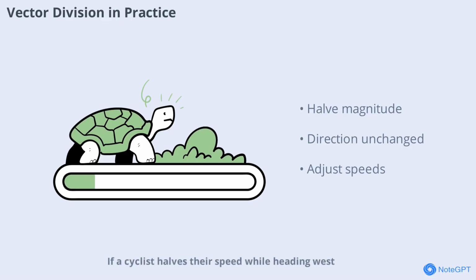If a cyclist halves their speed while heading west, the velocity vector's magnitude is reduced by half, but the direction remains west. This is vector division by a scalar, useful for adjusting speeds or forces in physics problems.